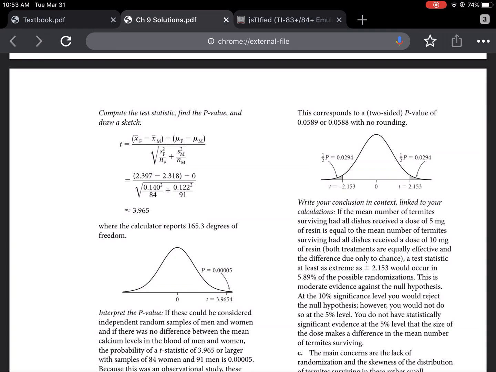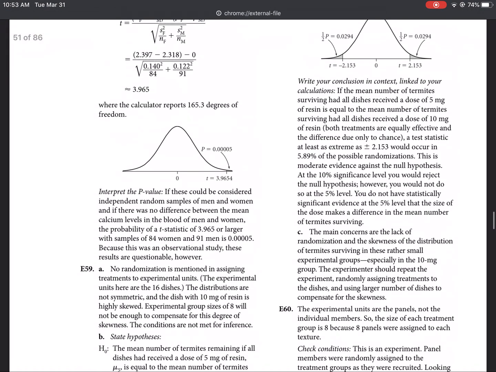So because of that p-value once again being very wishy-washy, let's come down to our conclusion. It says at the 10% significance level you would reject the null hypothesis. However, you would not do so at the 5% level or, of course, the 1% level. You do not have statistically significant evidence at the 5% level that the size of the dose makes a difference.